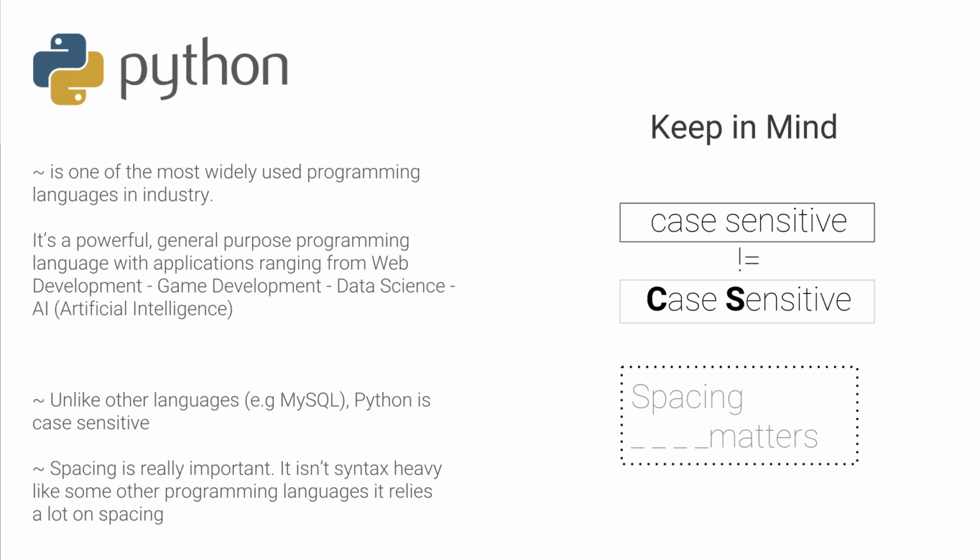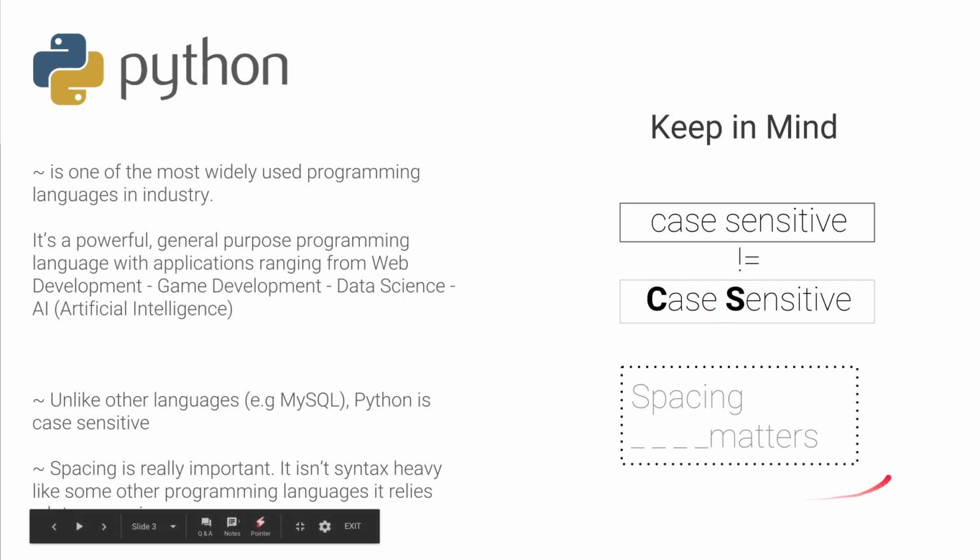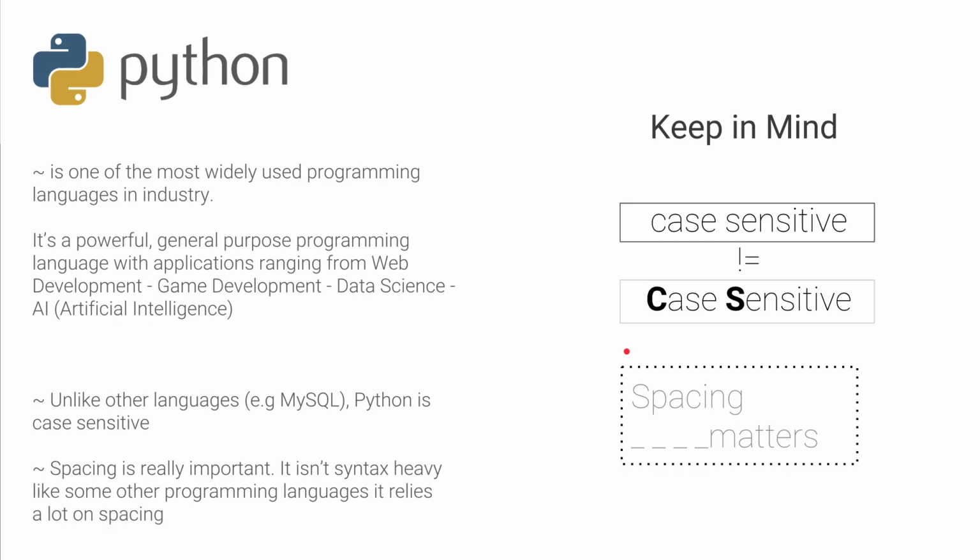The other thing to keep in mind is that spacing is really important in Python. Because Python isn't syntax heavy in comparison with other programming languages, it is generally a really light programming language in my opinion. It relies a lot on spacing. So in Python, we use something called the indent. So to separate each line, we use an indent, which is equivalent to 4 spaces.